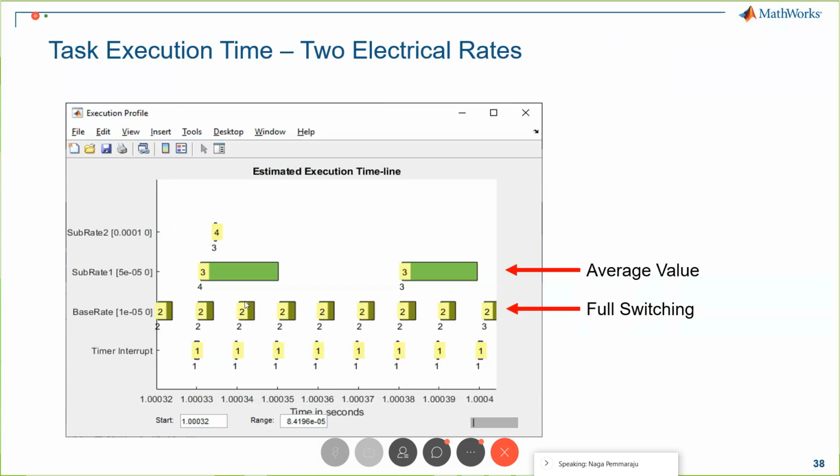For example, the topmost one, you're seeing the average value versus the full switching and how things are working. And you can do further detailed analysis of this, having a multi-threaded system.